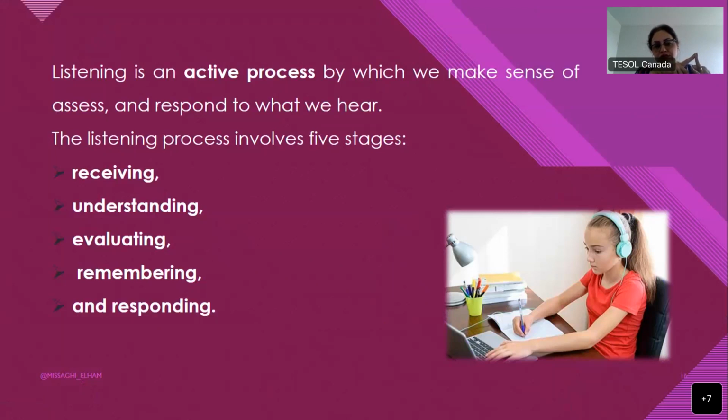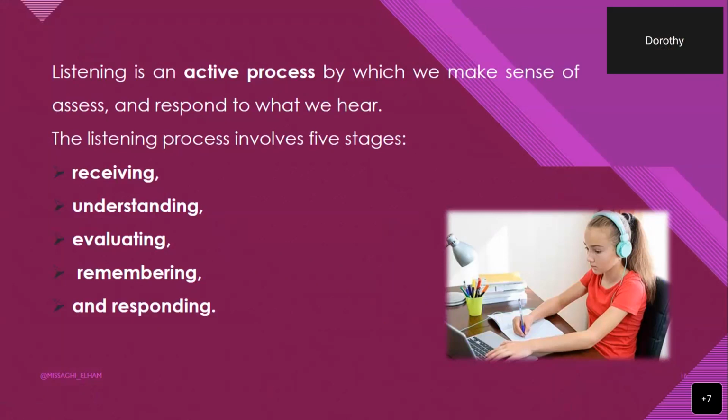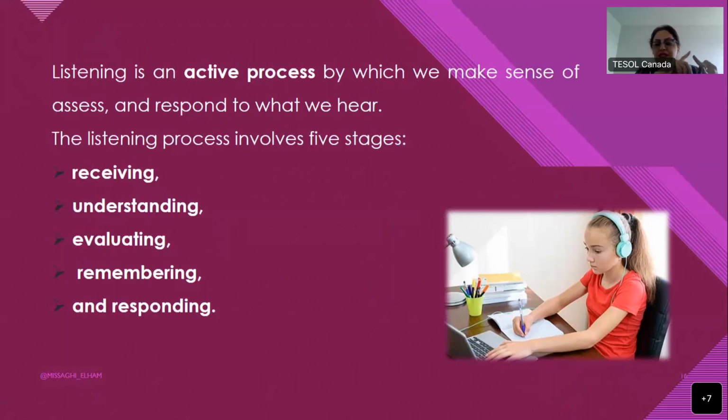How can you check with your students that they have understood the message or the audio part? Ask them questions or ask them to repeat. We call it CCQ. Yes, we call it CCQ. CCQ stands for... do you have any idea what CCQ stands for?